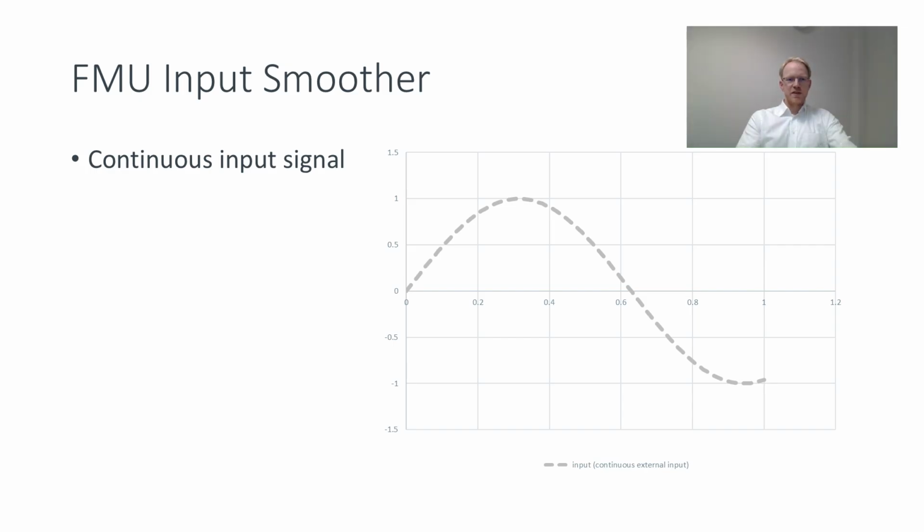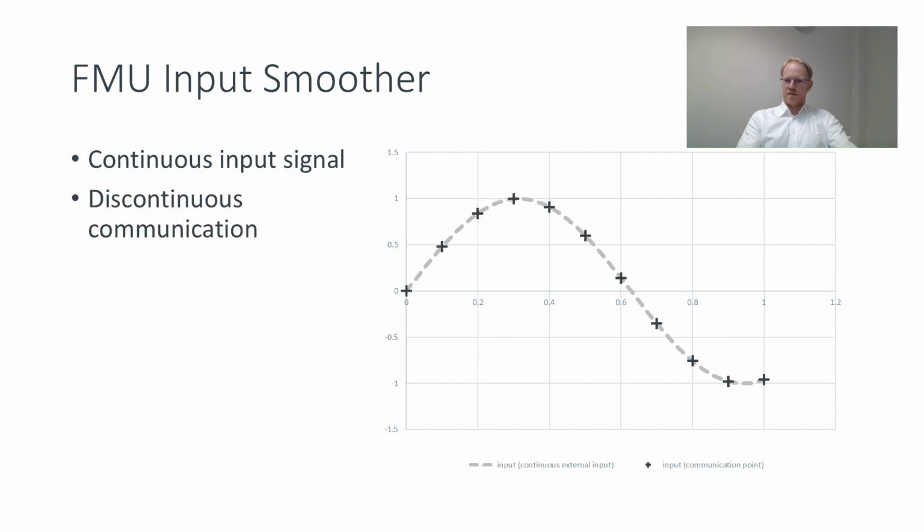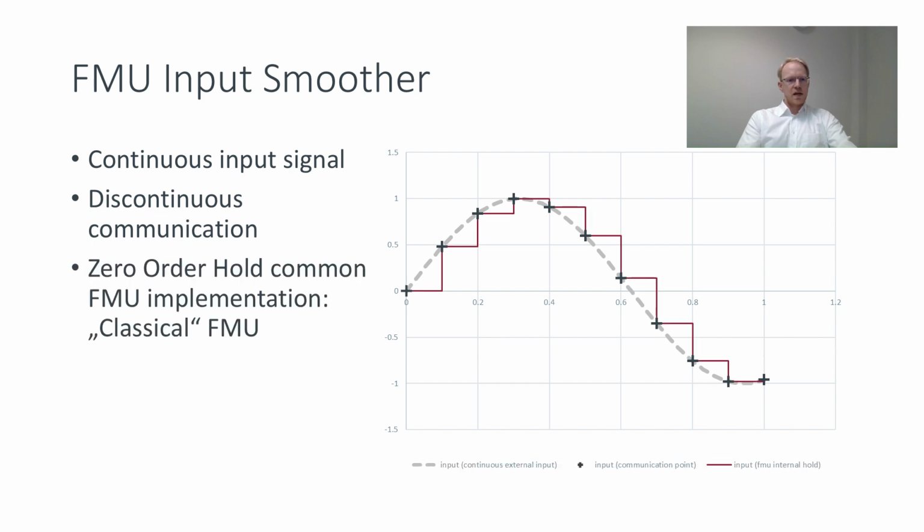Let's assume we have a continuous input signal, which we want to provide to the FMU. At the discrete communication points, we can provide this value to the FMU, and a common FMU implementation would be a zero-order hold. I call it the classical FMU. The FMU internally uses the provided input value over the whole do-step interval, and when the new value is provided at the communication point, the solver is reset and the simulation continues with the new input value.